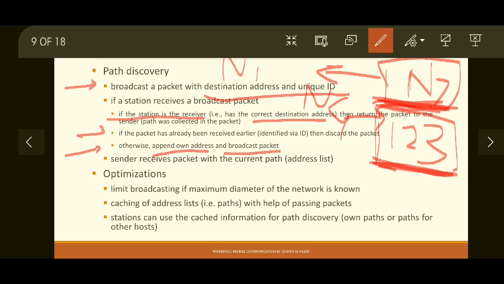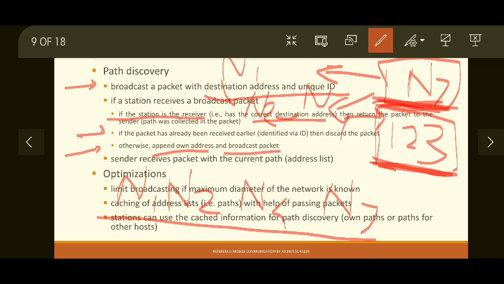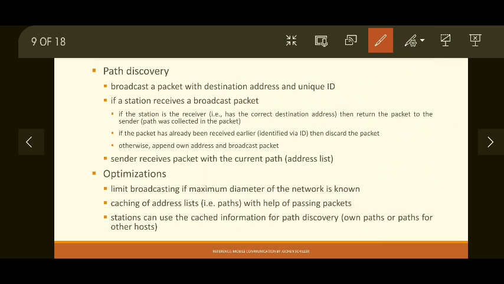So like this, intermediate nodes will keep forwarding the packet and finally the destination will receive the packet and return it on the same path. So whenever such packets are forwarded, each intermediate node will append its own address. So if the path is N1, N2, N4, N7, by the time N7 receives the packet, it will have a path which will be mentioned as N1, N2, N4, N7. This path will be collected at the destination. Okay, so that is how discovery of a path is done.